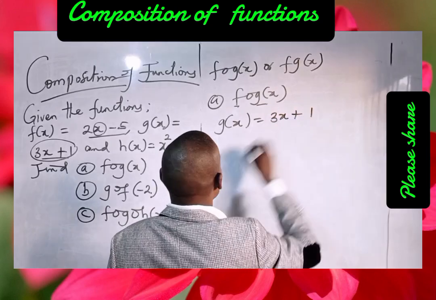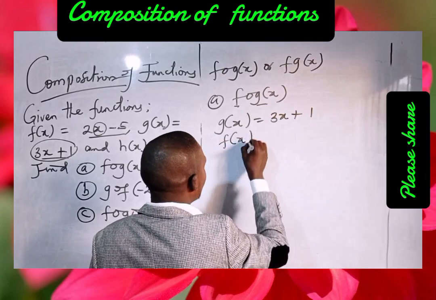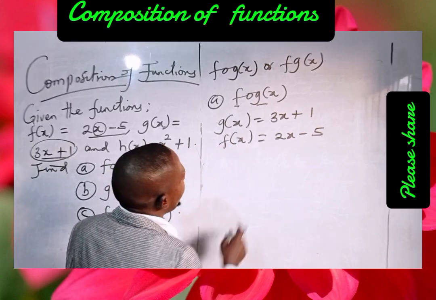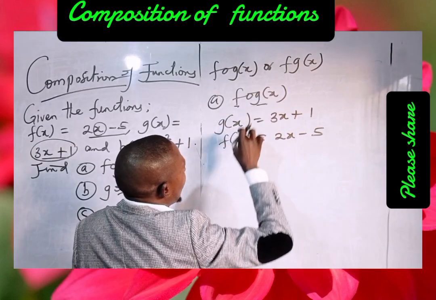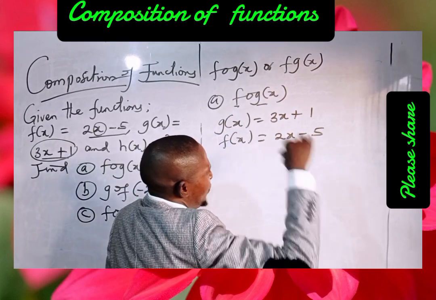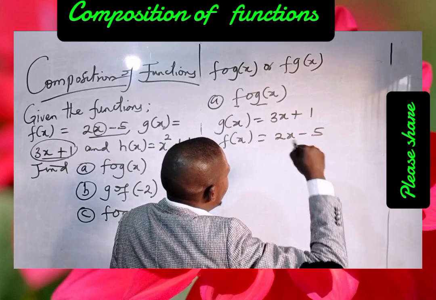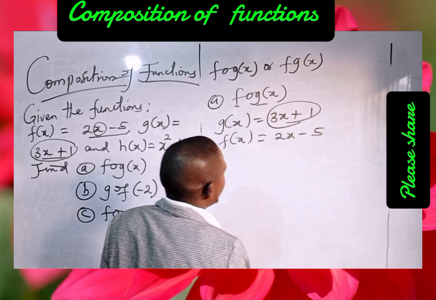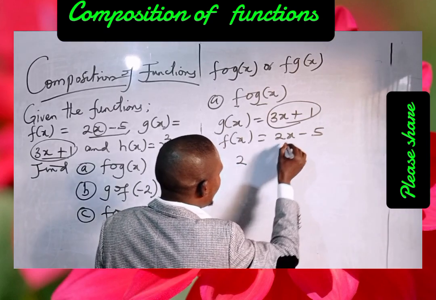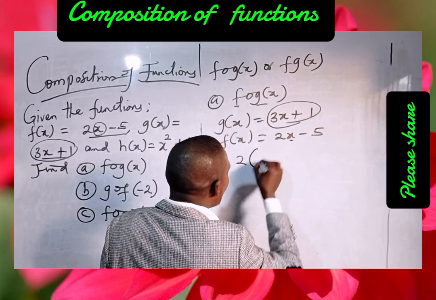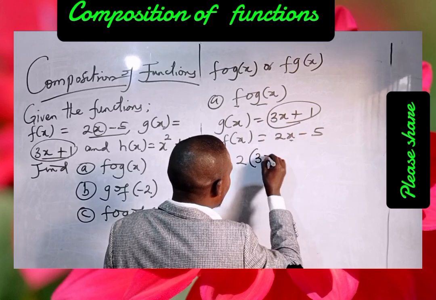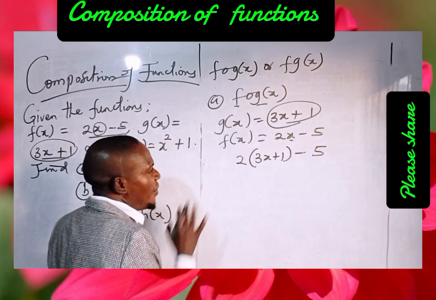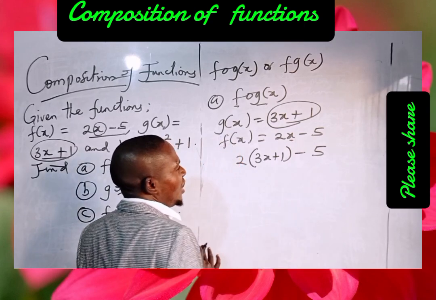3x plus 1. Now look at my f of x, 2x minus 5. I said put g of x in f of x. Where in f of x? Any place you see x in f of x, put the whole of g of x. Good. That is 2, open bracket, the whole of g, 3x plus 1, close bracket, minus 5. After this, just do the simple mathematics.